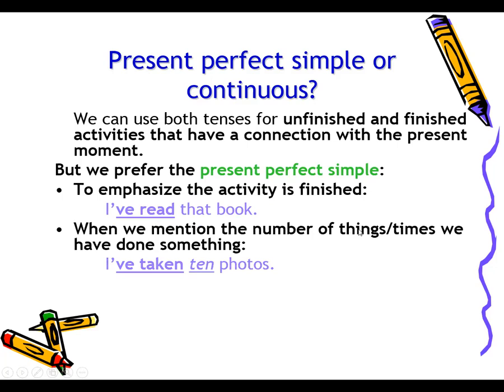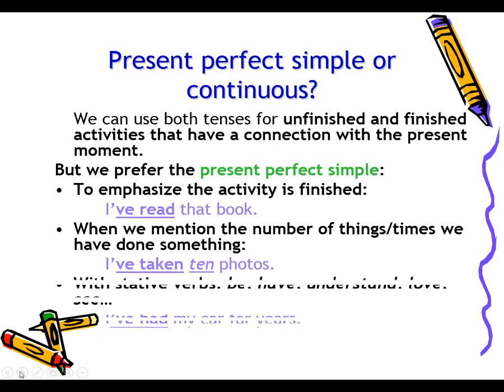When we mention the number of times we have done something, for example, I have taken 10 photos. This is something that you have done and is complete in the particular time period, and you have already done it a lot of times. So in such situations we use present perfect tense, simple present perfect tense.